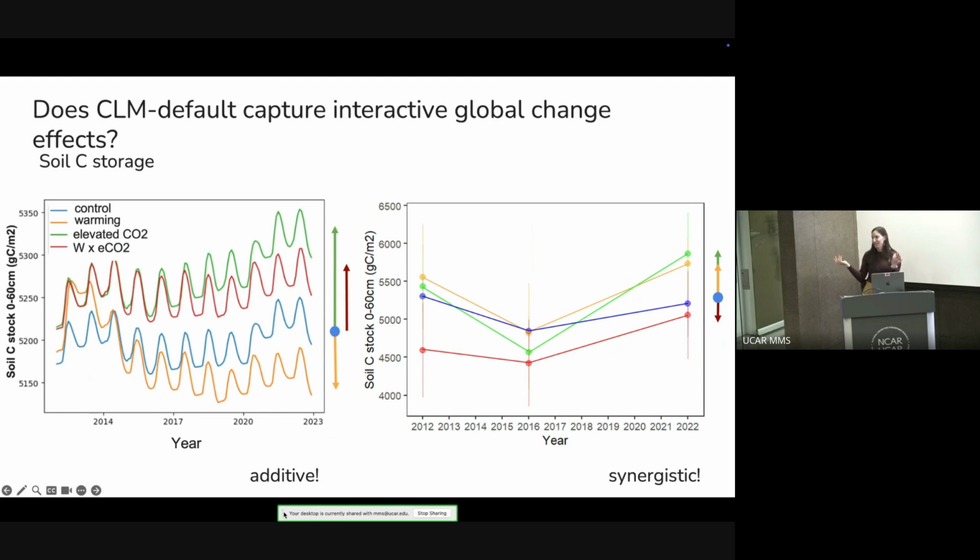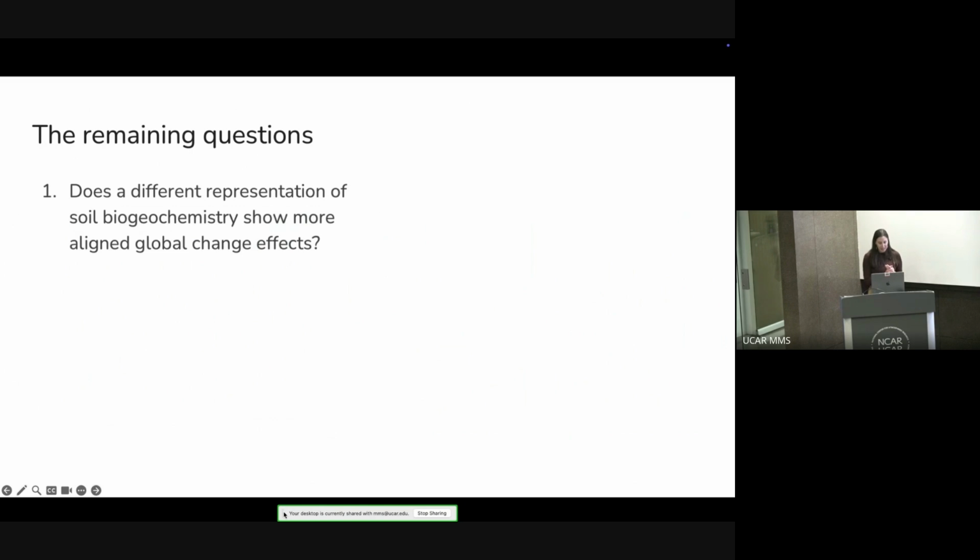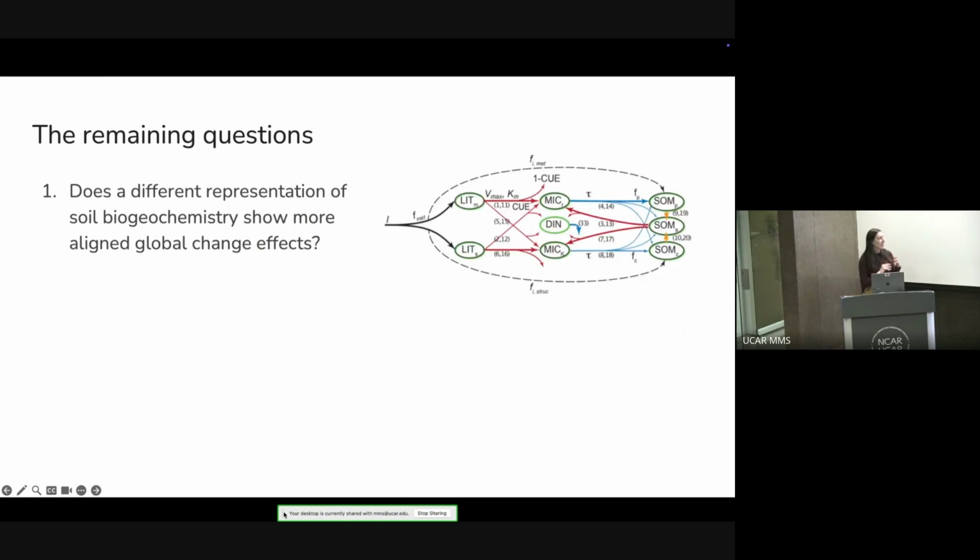Because of my interest in soil biogeochemistry, I'm interested in whether soil biogeochemistry is a factor in this. So the next steps are to see whether different representations of soil biogeochemistry show more aligned global change effects. We might expect this to happen with MIMICS, because MIMICS has an explicit representation of microbial biomass, and because of that, it can better represent these priming effects in soil. These are the effects where, when you have more plant input, you generally break down more soil organic matter to get things like nitrogen.